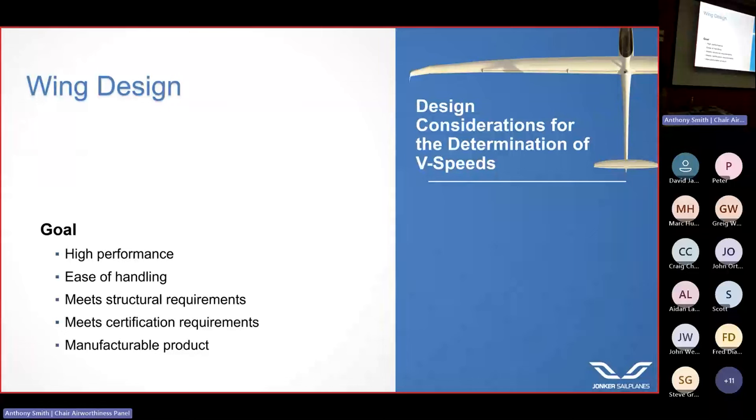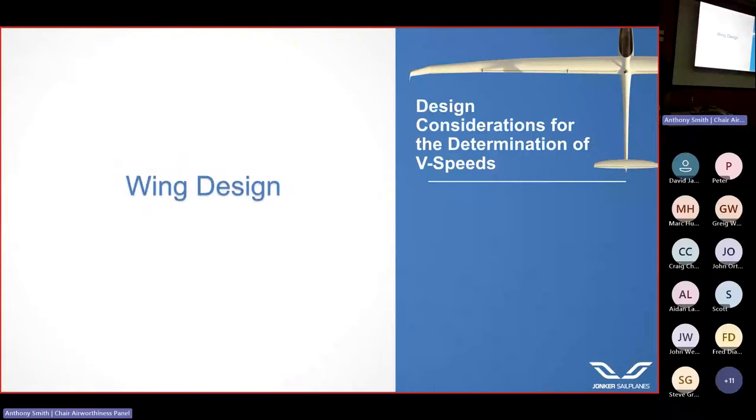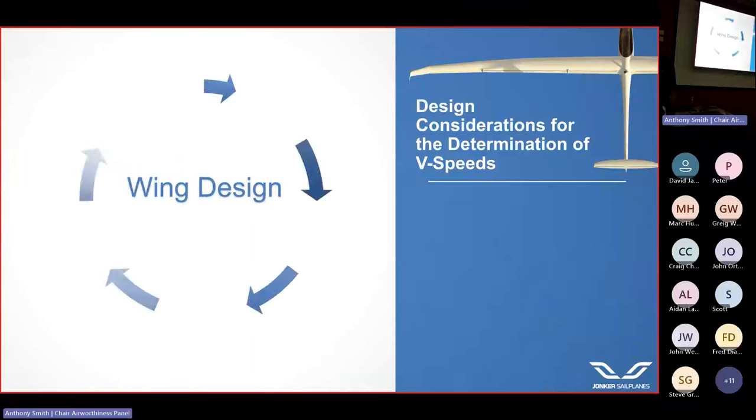And for future designs, certification requirements help the designers to design within an envelope where aircraft is safe and become safer. And then last, we would like to make a manufacturable and sellable product. So it's pointless if we design meeting all these requirements and nobody would like to have our design, then it's actually quite a disaster. So the process that we're designing it is a bit of an iterative process.